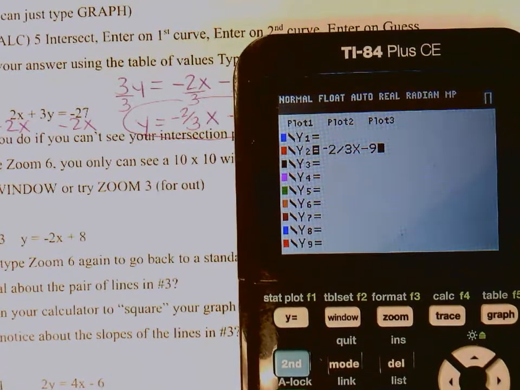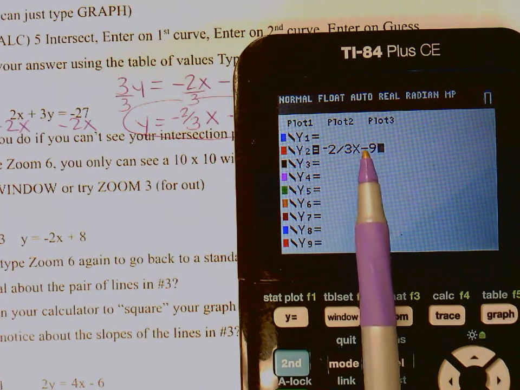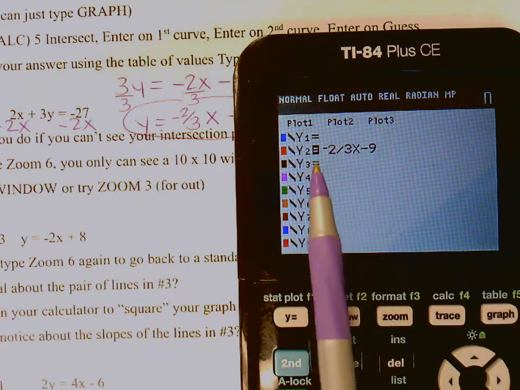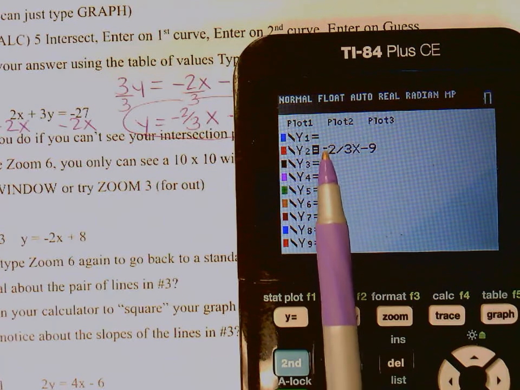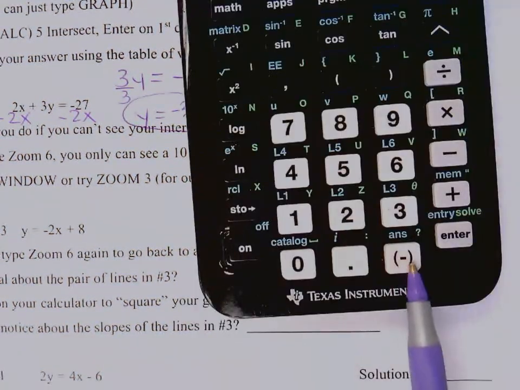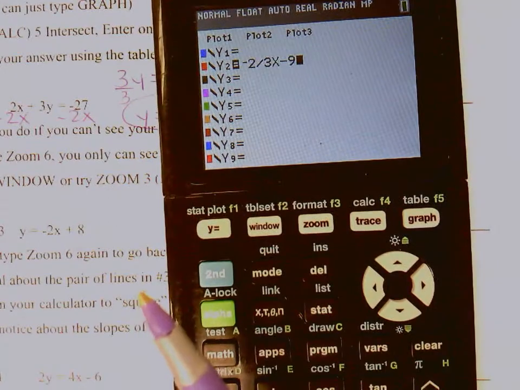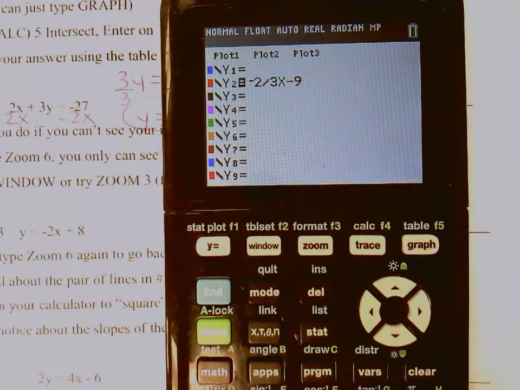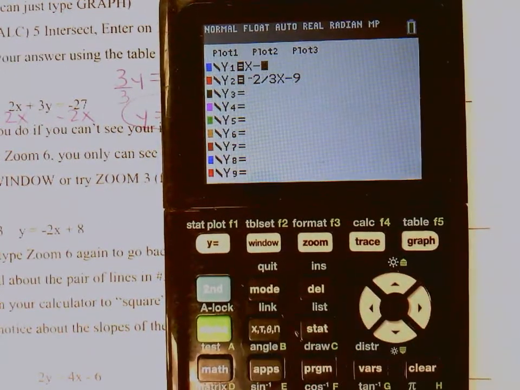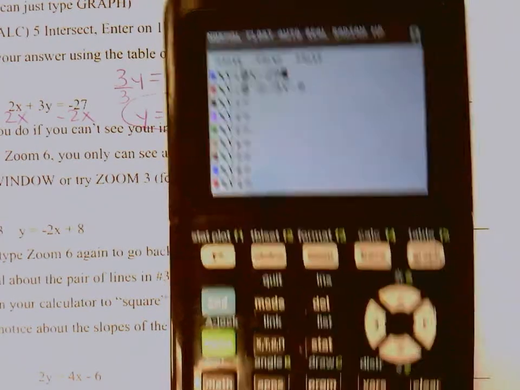Right. So you need the negative key here, but the subtraction key here. So the little guy goes in front of the number when it's a negative coefficient. That's the one that's down here with the numbers. But then when it's an operation like subtraction, you want to use the subtraction button. And the other one is x minus 29. So that's the bigger subtraction operation.